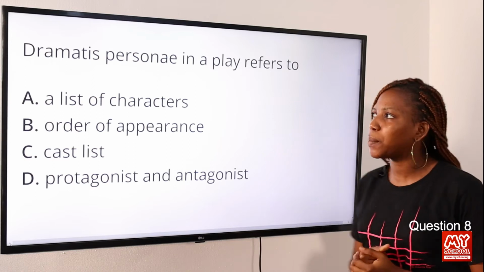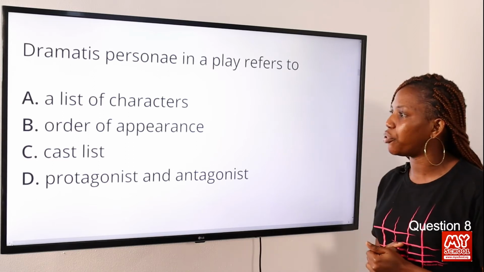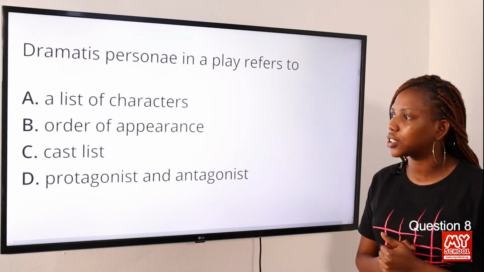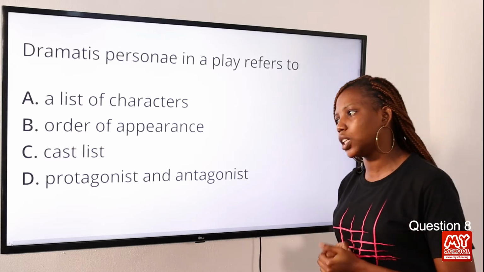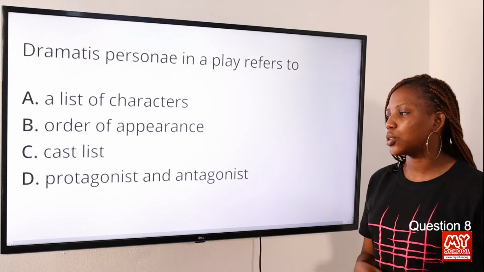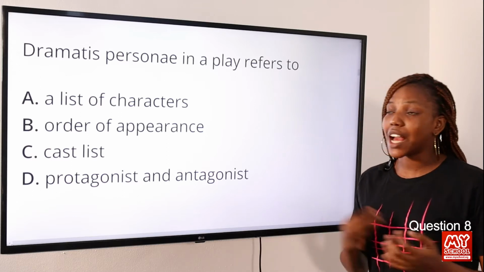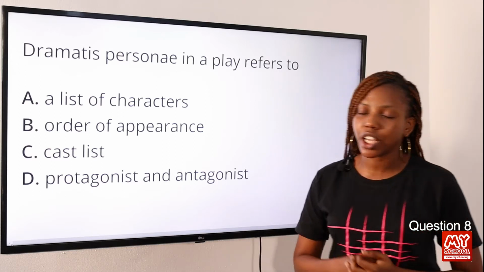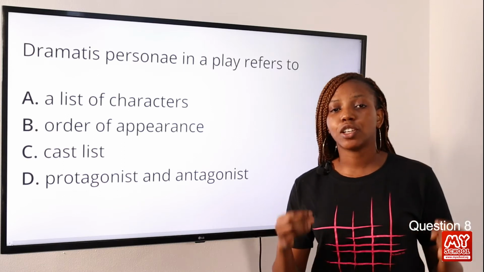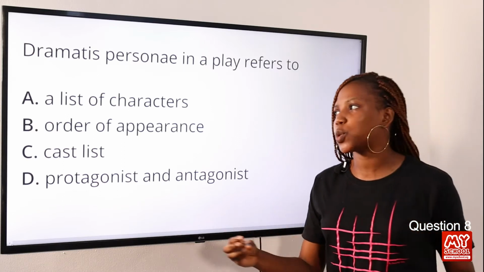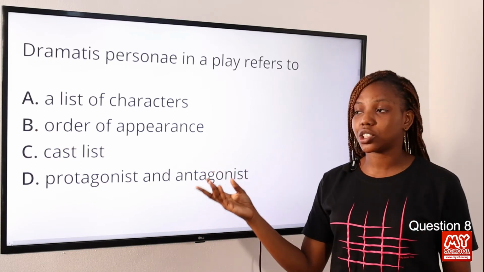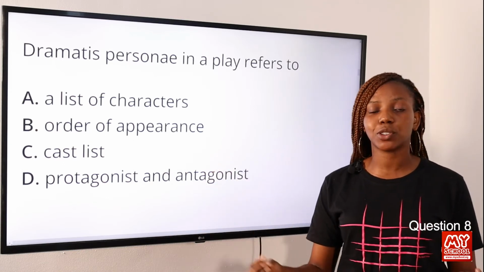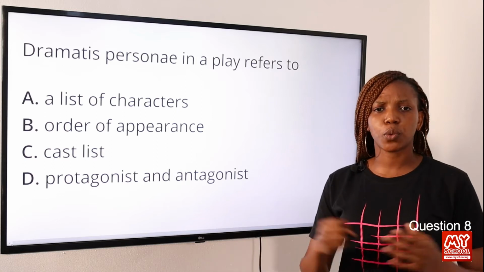Question 8. Dramatis personae in a play refers to option A, a list of characters, option B, order of appearance, option C, cast list, option D, protagonist and antagonist. Now the answer to this question is option A, a list of characters. The controversy in this question is between option A and option C. A lot of people say, why is it not option C? Option C, cast list, also means a list of characters. So why is it not option C?